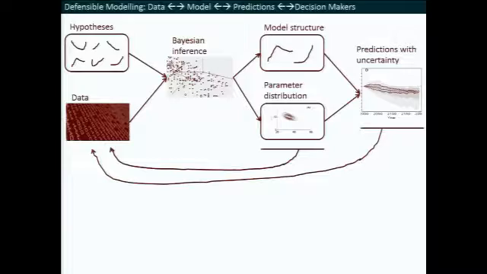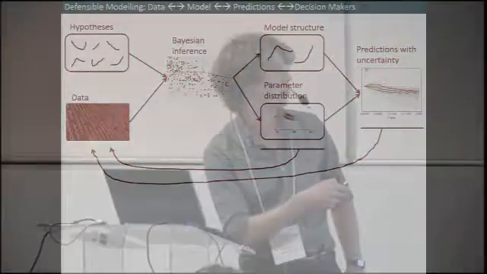So in general, we know how we should be doing defensible modeling. And we can extend that picture a bit to think about, once we have this, we can feed back from these results to work out which data we should be collecting next. Which bits of data would have the greatest impact on our understanding and on the parameter values, and therefore on our ability to predict.